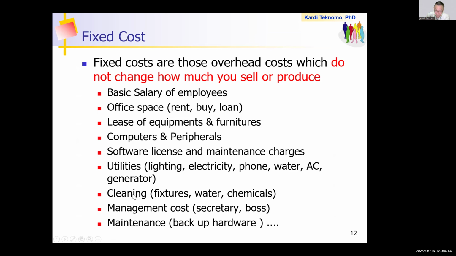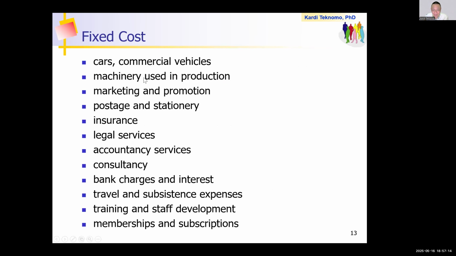The cleaning, the janitorial cleaning in the toilet of your office, is also fixed cost. Management, so your secretary, the boss, including the maintenance of hardware, vehicles, and so on, they are fixed costs. Why? Because whatever you produce, whatever you sell, you still need to pay exactly the same amount. So it doesn't change based on the volume of your production or your sales. These are other examples of fixed costs, but this now depends on the context.